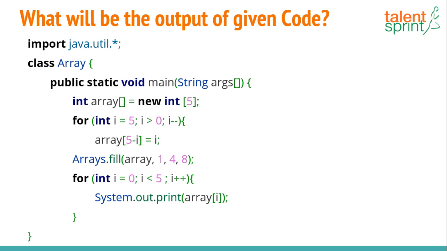What will be the output of the given code? We created an array of size 5, then we are initializing values into it, then we are doing a fill. I am pretty sure that after this session you should remember what this is going to do. We have talked about fill in the beginning of the session, and then finally when you print, what is going to be the output?